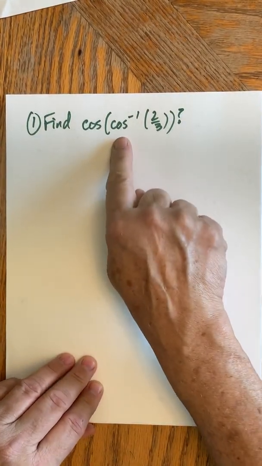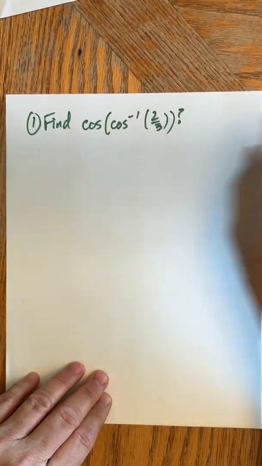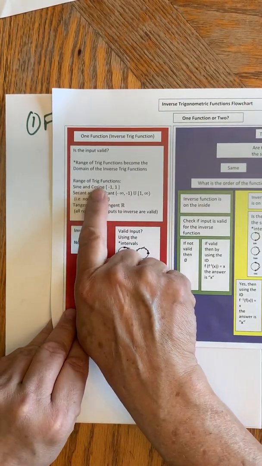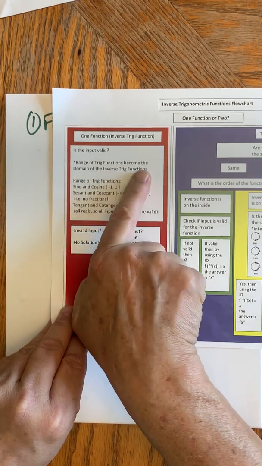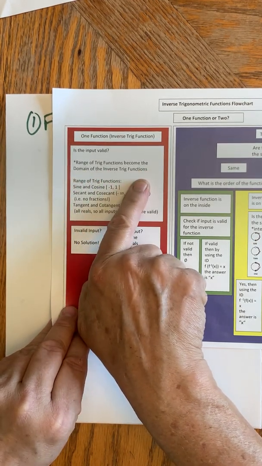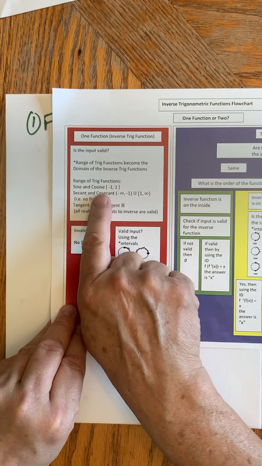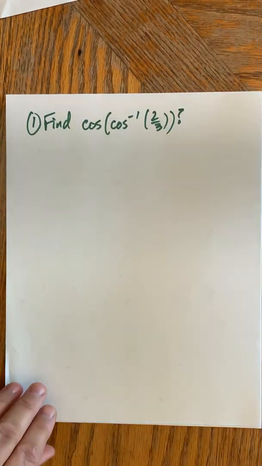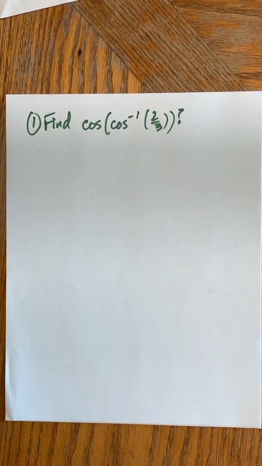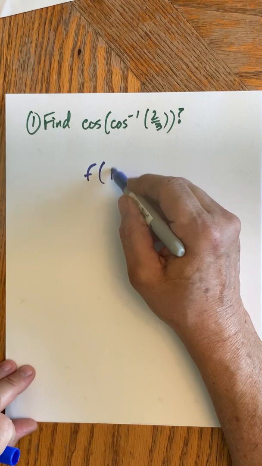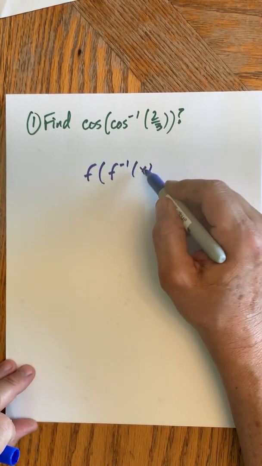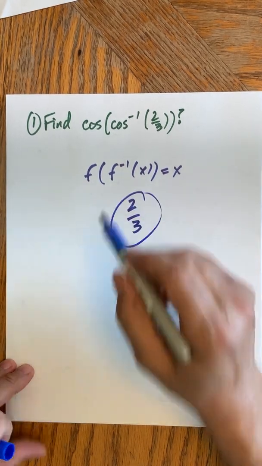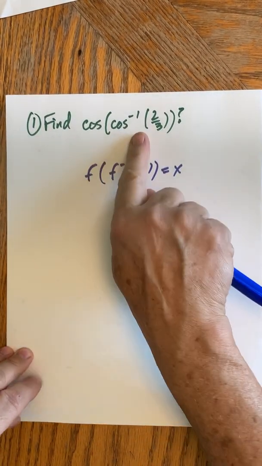So when I look at, is 2/3 a valid input for inverse cosine? Well, remember, the range of the trig functions becomes the domain of the inverse trig functions. So what numbers are allowed in? For cosine, anything between -1 and 1, and 2/3 falls in there. So therefore I can use the identity that basically says f inverse and f cancel each other out, and I just get x. So the answer is 2/3. Right? So this is the idea.